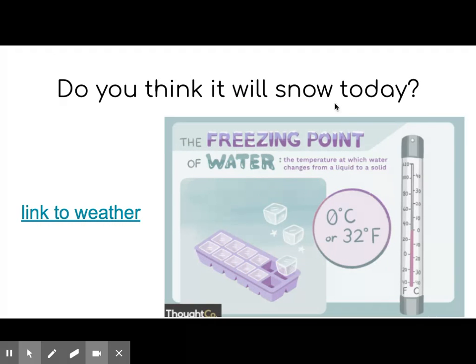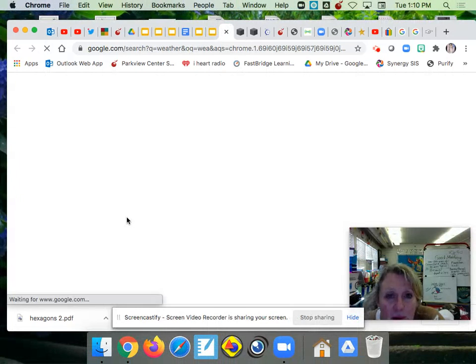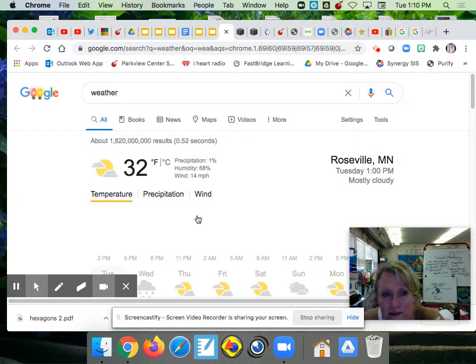And what do you think? Do you think it will snow today? We know that it has to be a certain temperature. We know it has to be below 32 degrees Fahrenheit or 0 degrees Celsius. And some people have a thermometer outside where they live that they can check. Some people look on their phone. Some people have a quick place that they check.